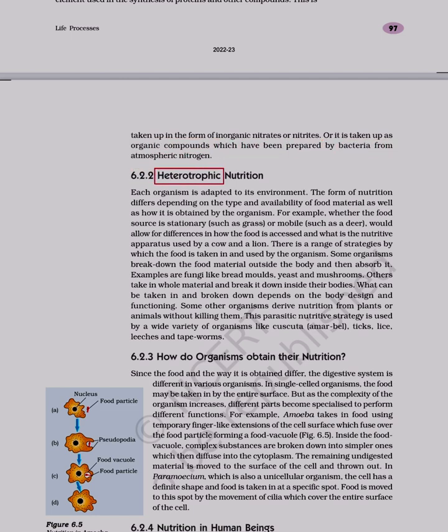6.2.2 Heterotrophic nutrition. Each organism is adapted to its environment. The form of nutrition differs depending on the type and availability of food material as well as how it is obtained by the organism. For example, whether the food source is stationary such as grass or mobile such as a deer, would allow for differences in how the food is accessed and what is the nutritive apparatus used by a cow and a lion. There is a range of strategies by which the food is taken in and used by the organism. Some organisms break down the food material outside the body and then absorb it.